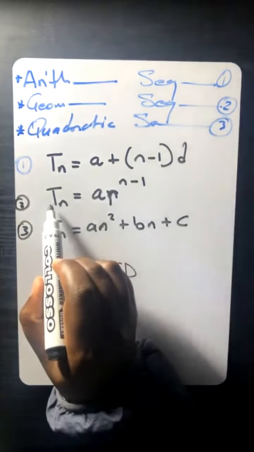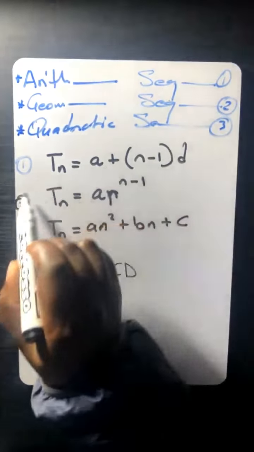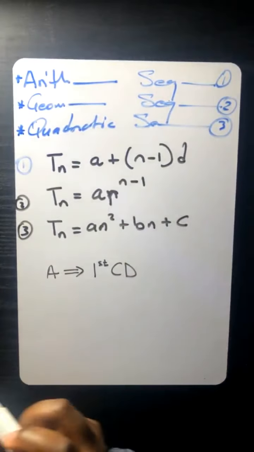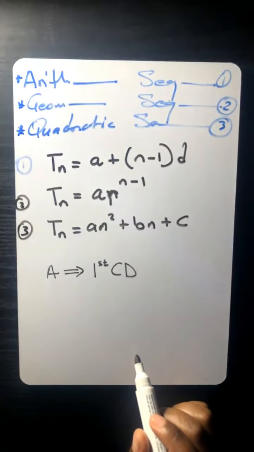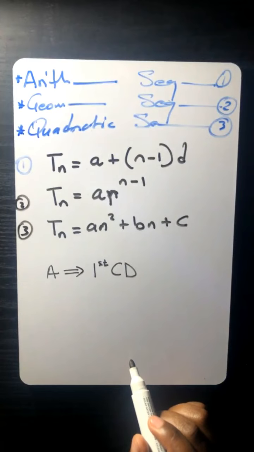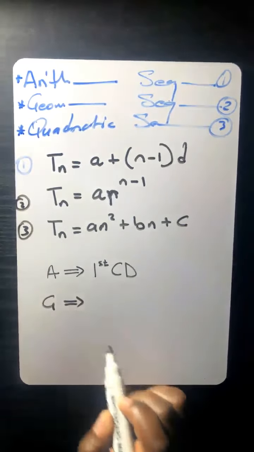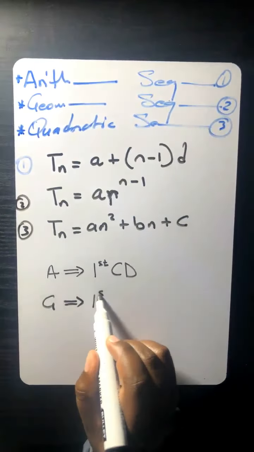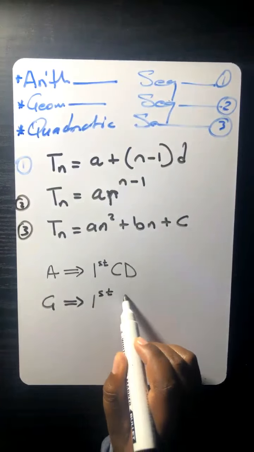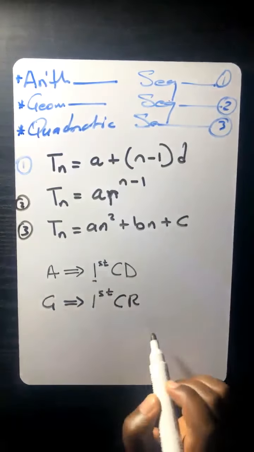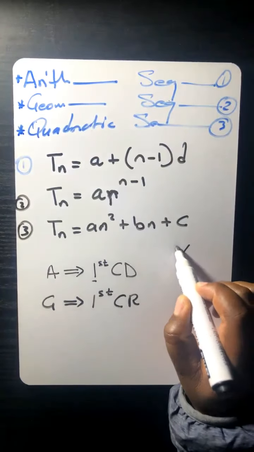So how do you determine if a sequence is geometric? Ladies and gentlemen, if you need to determine if the sequence is a geometric sequence, you need to have the first common ratio. So remember, guys, we say the first because when you say term 2 minus term 1, it gives you 2.